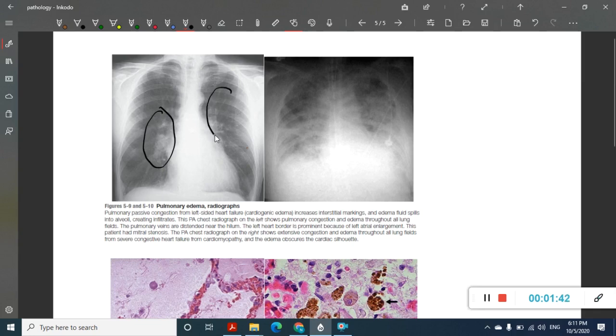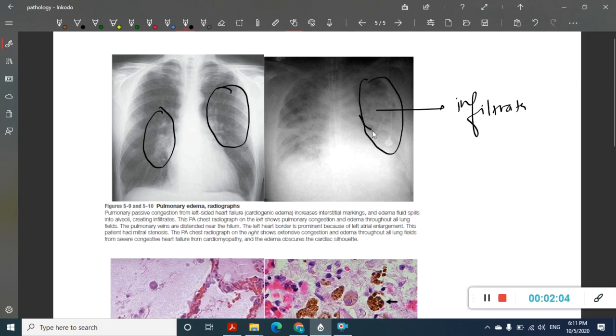See, all these pulmonary markings are increased here. Infiltrates are seen, and these interstitial markings are seen. As the patient has progressed here, this patient has diffuse infiltrates. You see lots of infiltrates here, and there is edema and congestion all over the lung field. Here the whole lung field is involved.